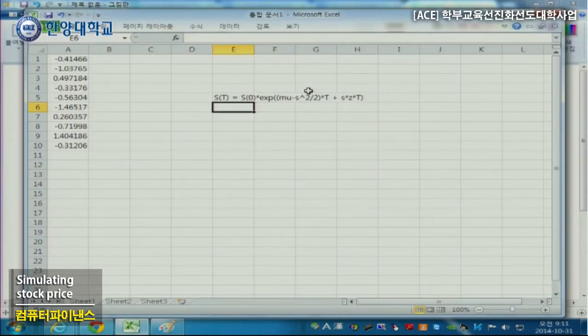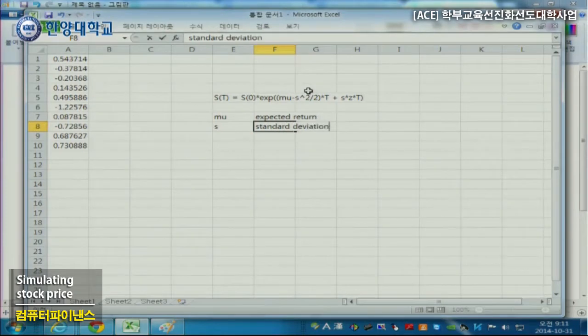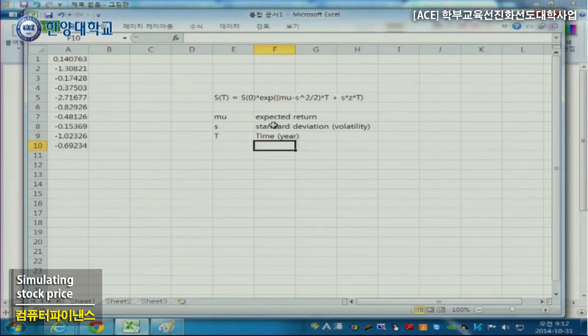Here mu is the expected return, and sigma is the standard deviation or volatility. Everything is per year, so annualized, and T is time in years. So when T is 0.5, it is like 6 months. When T is 2.5, it means 2 years and a half year.